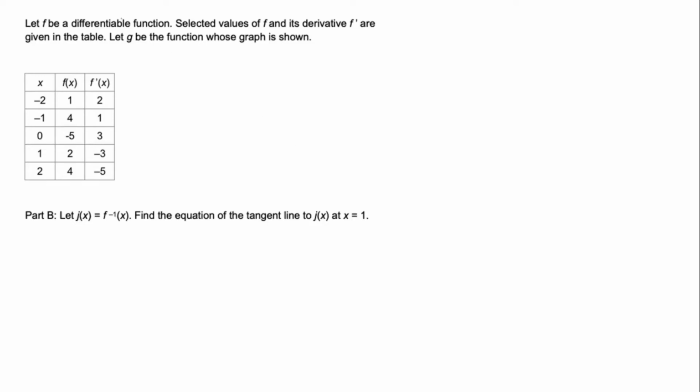We're given a table of f and f prime. So for part B here, we want to define g of x as the inverse of f and find the equation of the tangent line to g of x at x equals 1. So for a tangent line, we need two things.